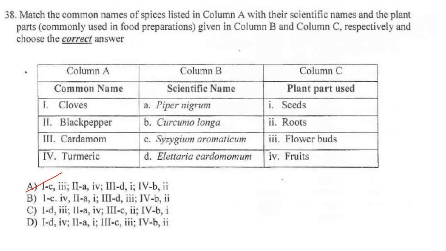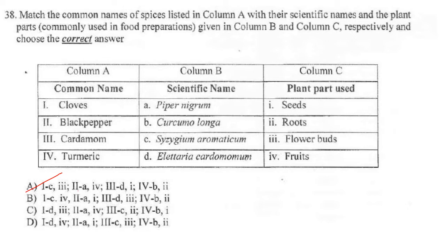Then next one. Match the common names of the species listed in column A with their scientific names and the plant parts commonly used in food preparations given in column B and column C respectively, and choose the correct answer. So cloves. Cloves is Syzygium aromaticum and it is flower buds. Then next one, black pepper. Black pepper, in column B you will find it is Piper nigrum and the part used is fruits.